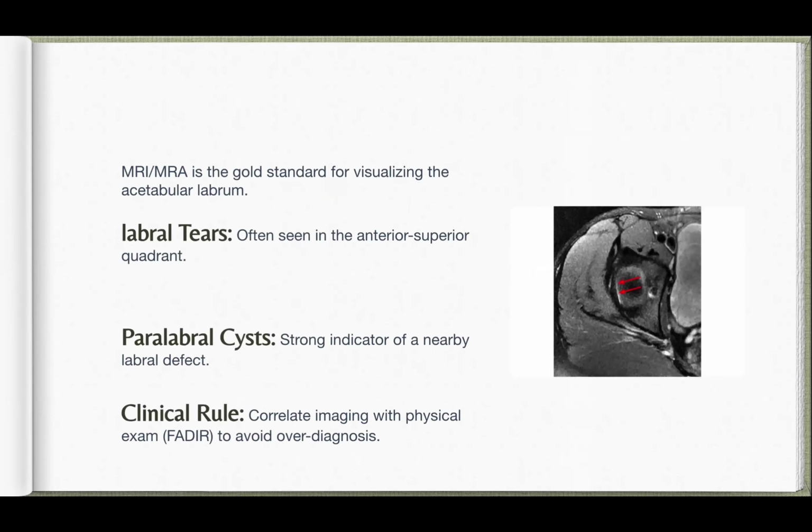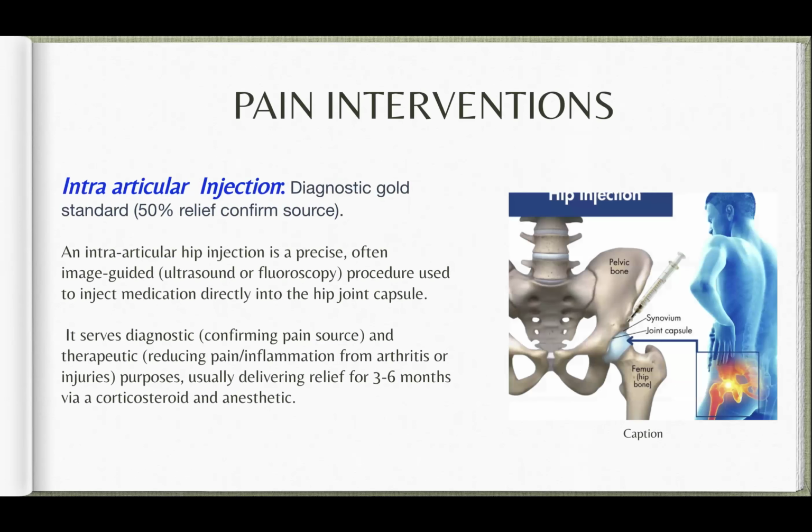MRI or MRA is the gold standard for visualizing the acetabular labrum. Labral tears are often seen in the anterior-superior quadrant. Paralabral cysts are a strong indicator of a nearby labral defect. And clinical rule: you have to correlate imaging with physical examination tests like FADIR to avoid overdiagnosis.